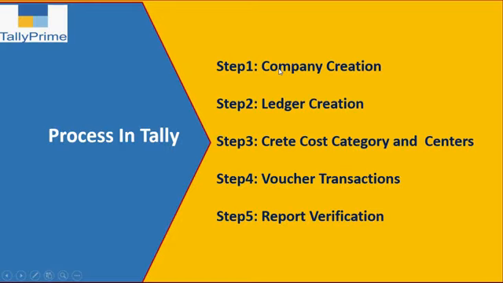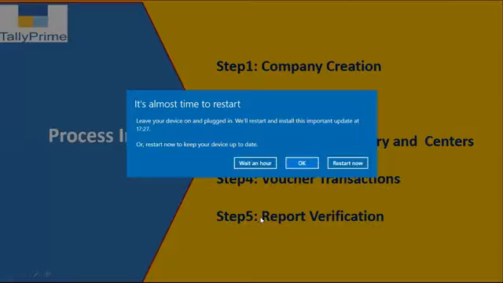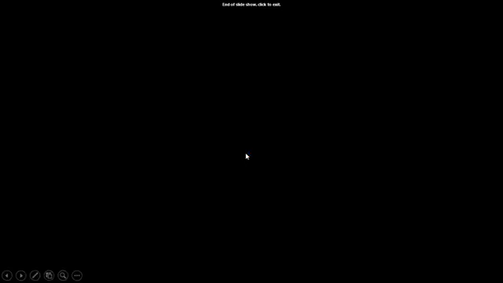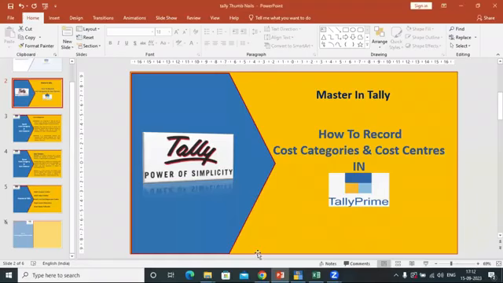We can create the company, then ledger creation, then cost category and cost centers, then voucher transaction, and report verification. Very simple steps we can follow here. So let's go ahead to Tally. Before we start, I'll show you one problem.